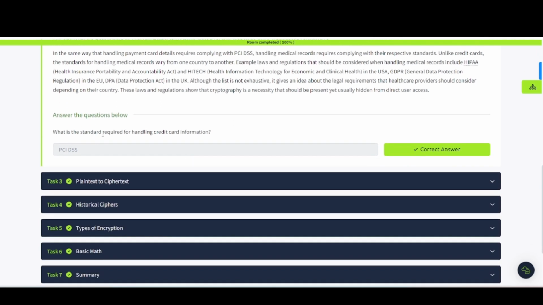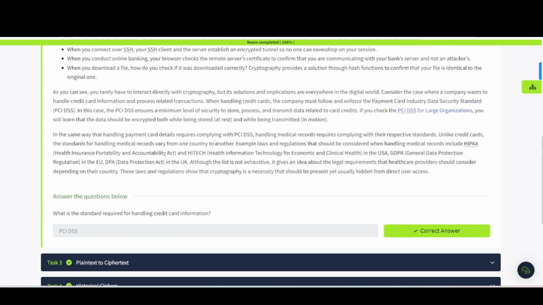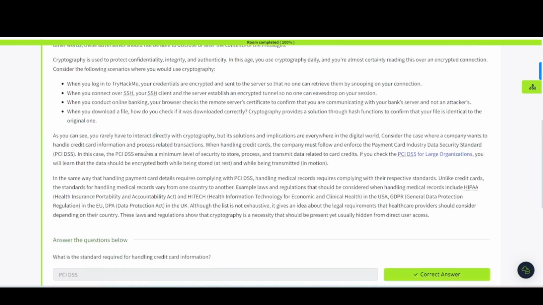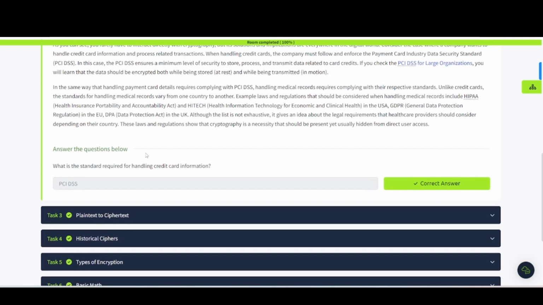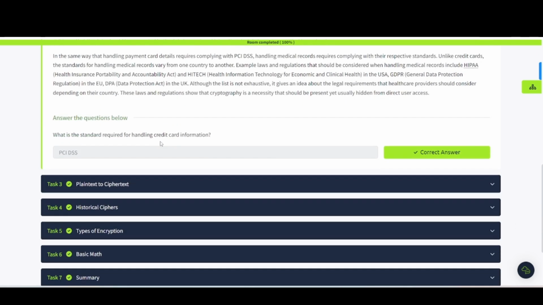What is the standard required for handling credit card information? Well, that's going to be PCI DSS, as we saw up here, all right? And they have to abide by this. If they don't, then they risk losing working with the credit card industry, and that can be very bad for businesses because a lot of people use credit cards, or payment cards, to pay for things.